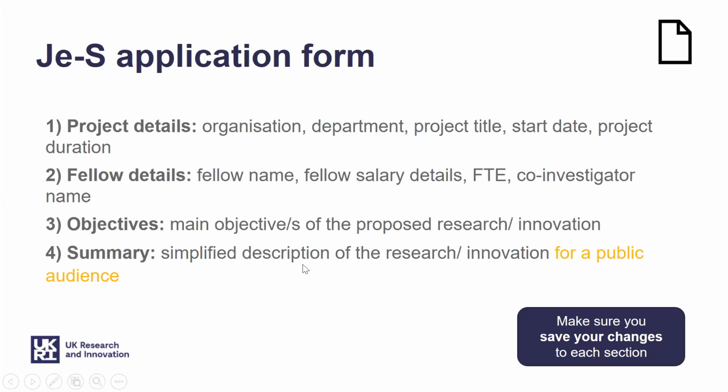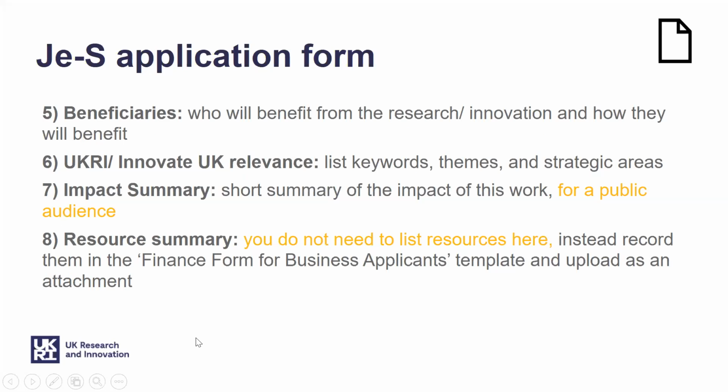Your objectives, so please do focus on this section, make sure that the really clear objectives are written here. The assessors will see this part of the application. The summary as well, but this is a very simplified description of the research and innovation intended for a public audience. Beneficiaries, so who will benefit from this research and innovation and how will they benefit?